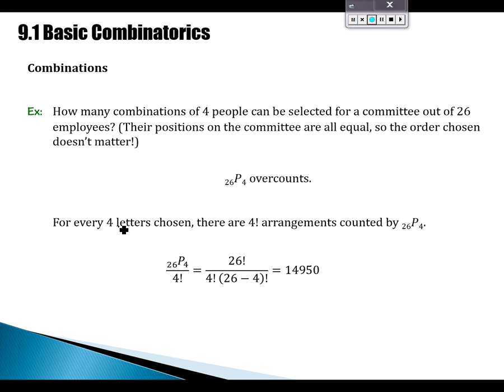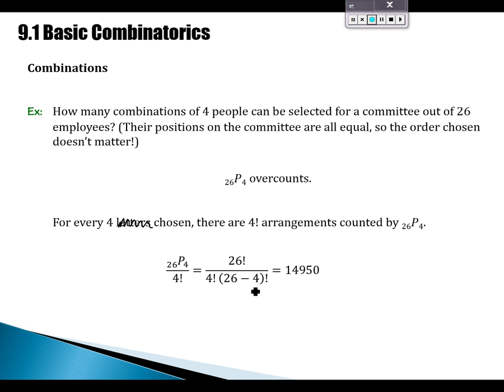This shouldn't say letters, it should say people. Sorry, I changed the problem at one point in our lives. So do you agree then, that we can adjust our calculation by just doing 26P4 divided by four factorial? And notice I'm just pulling in our definition from yesterday. At all points, I want you to understand where the numbers are coming from. So this is 26 factorial divided by 26 minus 4 factorial, and then we also have this added piece of 4 factorial. We're also dividing by that. And we get a number. There it is. The number of committees that don't respect ordering for 26 potential employees. So we get 14,950.